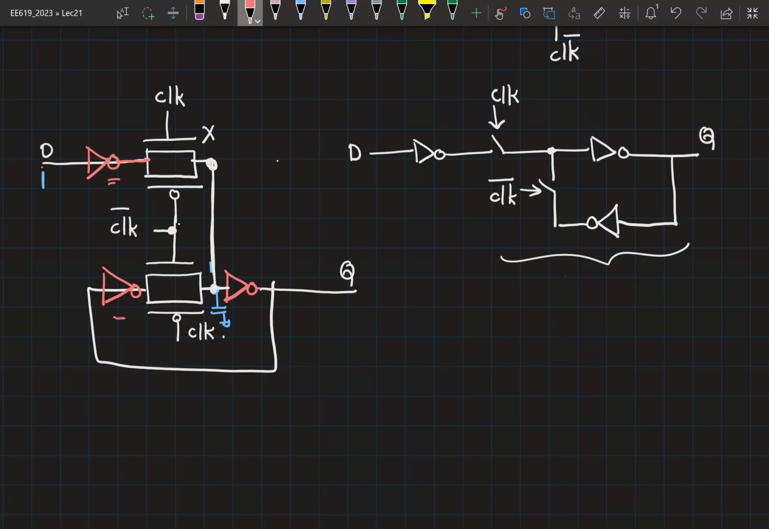Correct. So let's quickly check this, right? So I will mark all the nodes. Node 1. This is another node. You have one node here. This is another node. And this is the final node. So D, of course, is being driven by some driver. This is being driven by an inverter. Therefore, it is never floating. This node is either driven by this path or by this path. Right? So this is never floating. This is again driven by an inverter. This is also driven by an inverter. So this is now a static implementation of a latch.